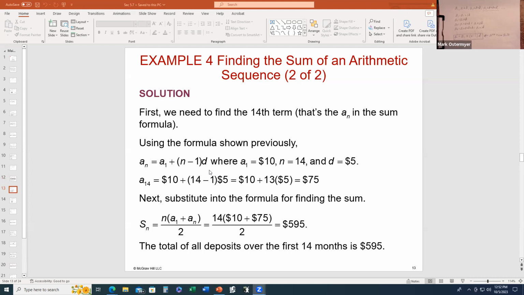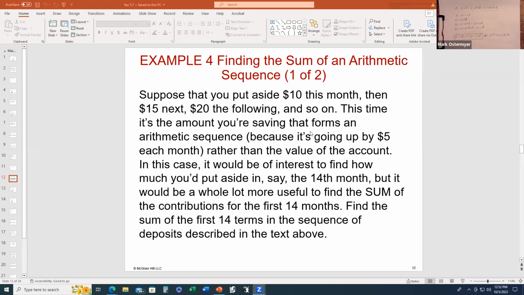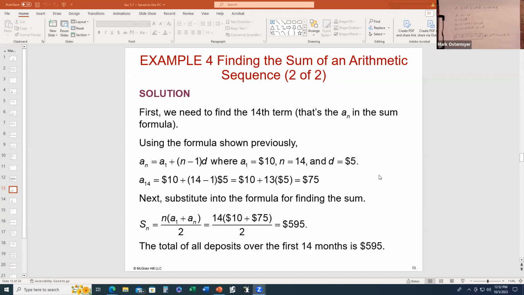And we use our nth term rule that we developed. We know our first term is 10. We know we want to find our 14th term, so n is 14, and our common difference is 5. The common difference is 5 because the amount of money that we save each month increases by $5 each month. Notice that. All right, so what would be our 14th term? Well, plugging in our first term, 14 for n, and our common difference of 5, our 14th term would be $75.